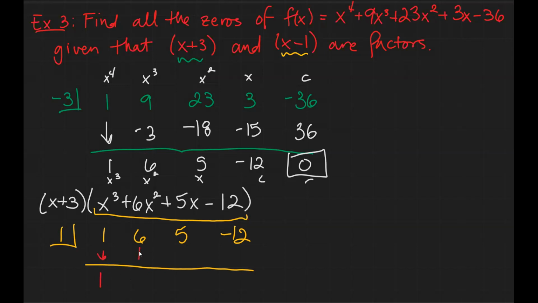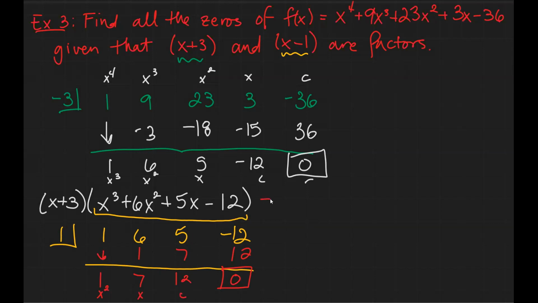So 1 times 1 is 1. 6 plus 1 is 7. 1 times 7 is 7. 5 plus 7 is 12. 1 times 12 is 12. -12 plus 12 is our favorite number, 0. Cool. So now this is x squared, x constant.